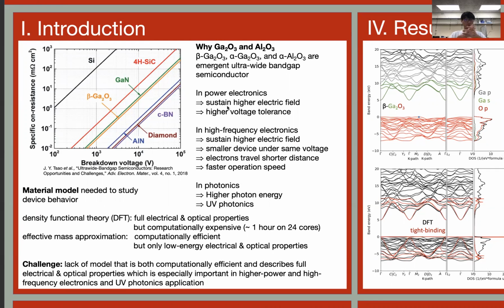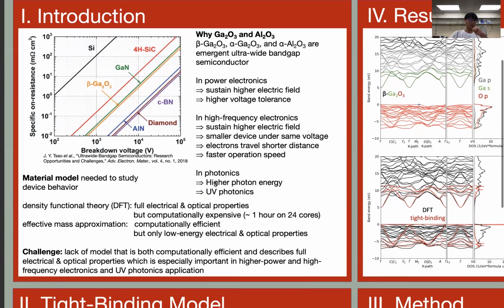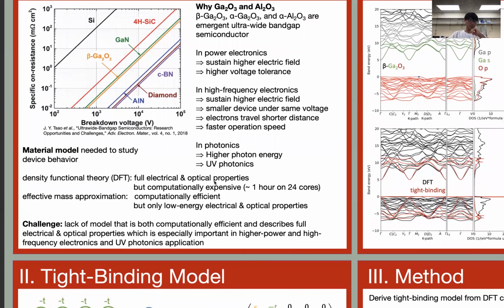And currently we have several ways to do that. We have the more modern way of density functional theory, or DFT, that gives you the full electrical and optical properties, but they are generally very computationally expensive. It takes 1 hour on 24 processes to run this model. On the other hand, you can have a very simple model, such as effective mass approximation. They are computationally very efficient, but they only give you the low energy features of the electrical and optical properties. So we want to have a model that is both computationally efficient and describes the full electrical and optical properties of these materials.